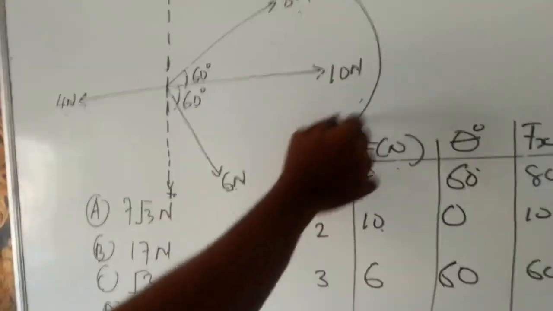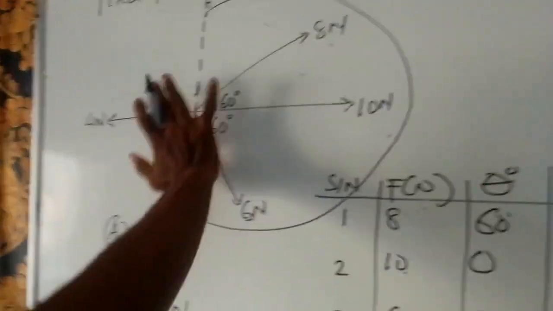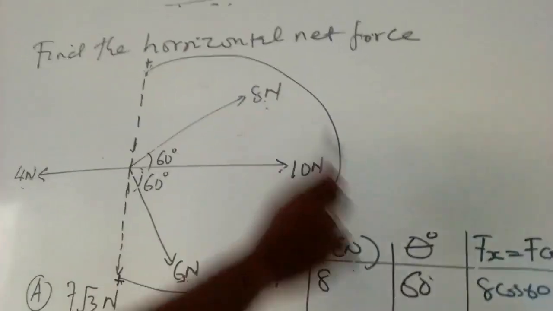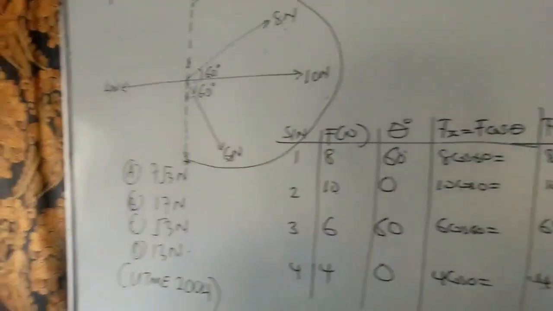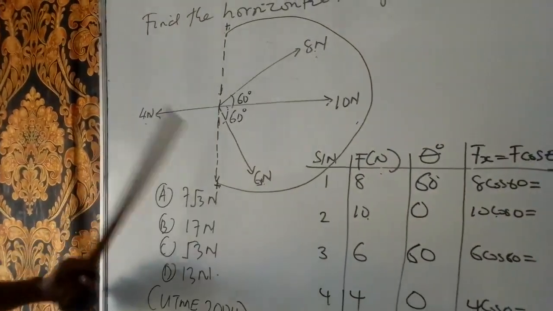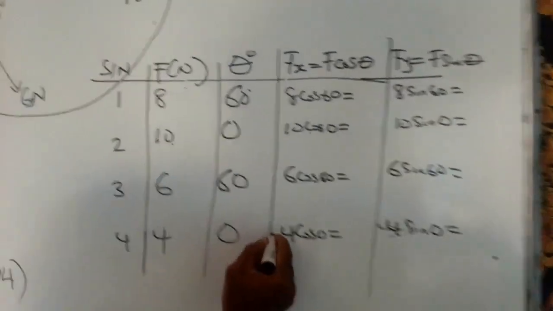We'll give the two ends positive, and all the forces on the right hand side of the plane are being positive. So 8 is positive, 10 positive, 6 positive. While the forces on the left hand side of the plane are given negative. So 4 becomes a negative force, minus here.